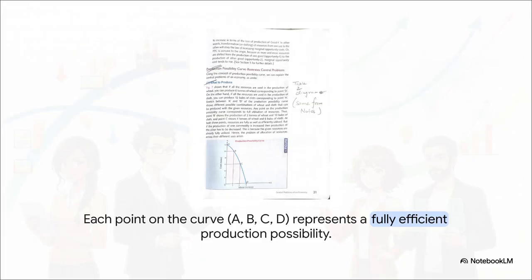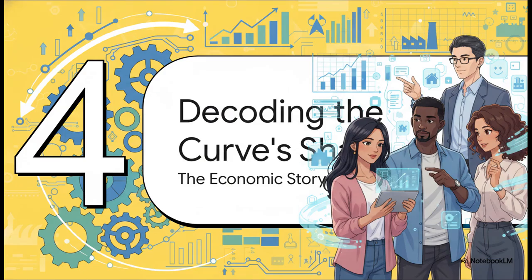So, you take those points from the table, plot them on a graph, and connect the dots, and voila, you get the production possibility curve. Every single point on that curve, A, B, C, D, represents a maximum fully efficient combination of wheat and machines this economy can possibly churn out. Now, the shape of this curve is not random at all. It tells us a really powerful story about how the economy works.